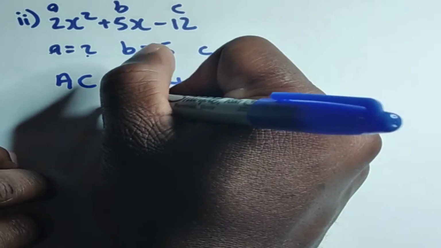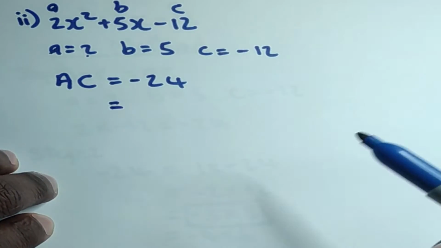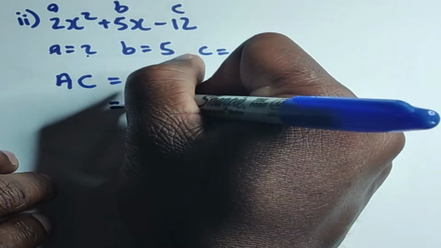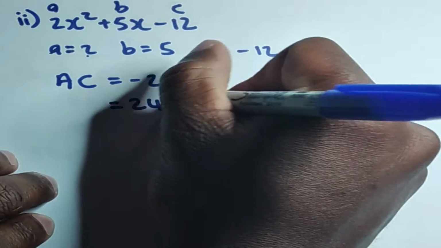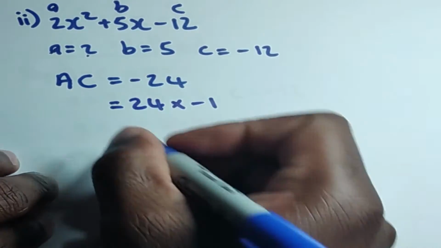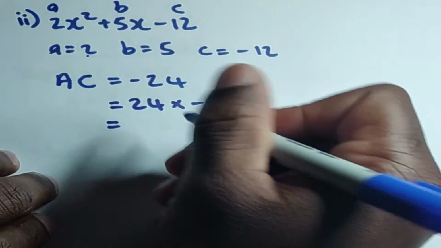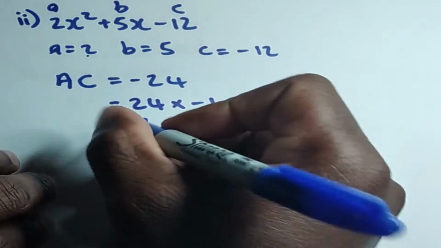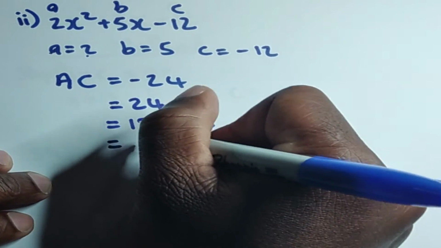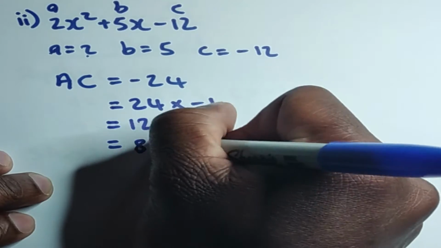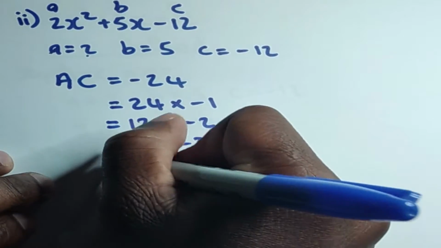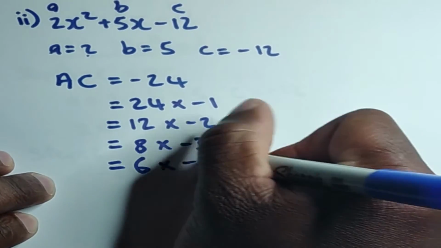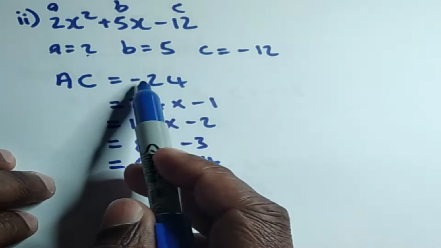So the positive number must be greater than the negative number in order for us to obtain a positive 5. So let's see, positive 24 times negative 1 can give us negative 24. Let's look at some other ones. Positive 12 times negative 2 can also give us negative 24. We can also have 8 times negative 3, which gives negative 24, and 6 times negative 4 will also give us negative 24.